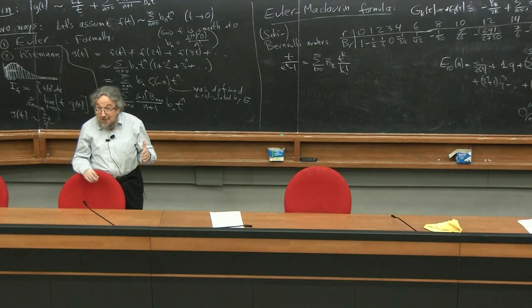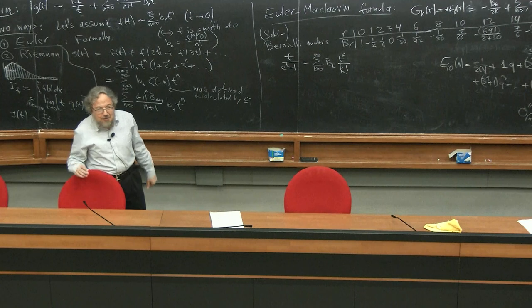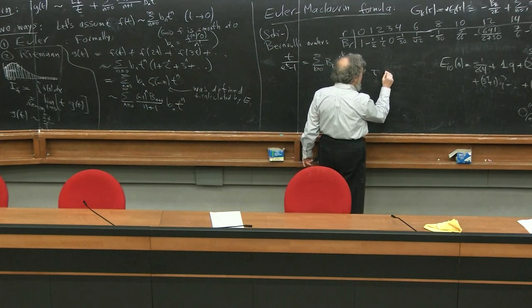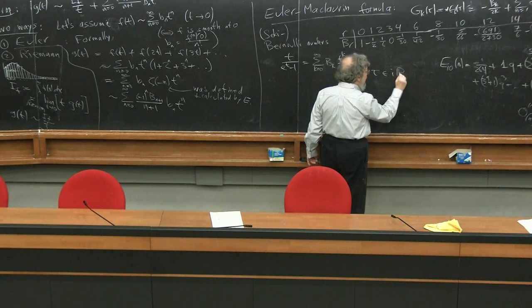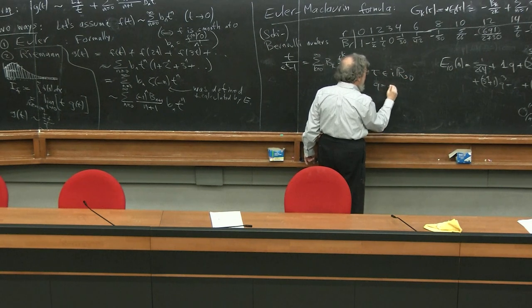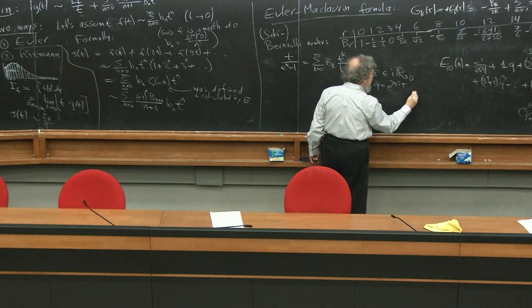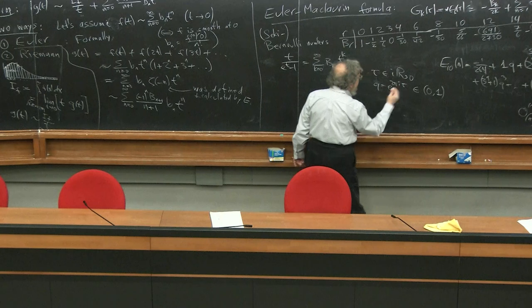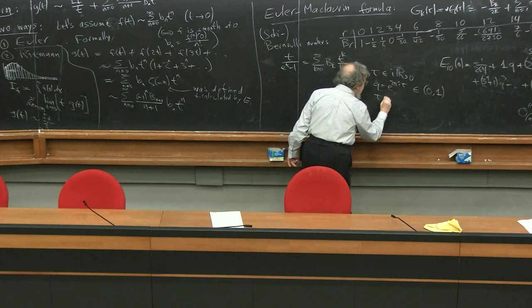Tau isn't real, and therefore everything is true if tau were real, because it isn't real. What's true is, if tau is on the positive imaginary axis, then Q, which was e to the 2 pi i tau, is certainly real, and in fact it's between 0 and 1. But I didn't say so because I forgot.